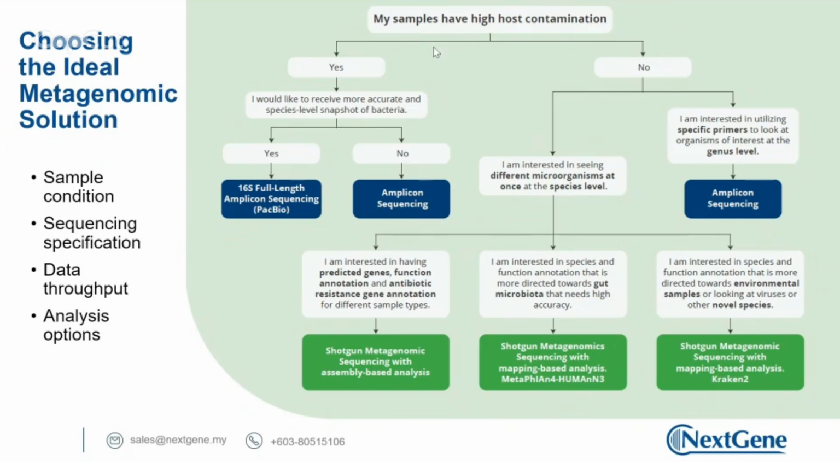For the case where samples do not have high host contamination, we can choose between amplicon sequencing and shotgun metagenomic sequencing. Of course, amplicon sequencing is always easier in order to handle the samples and also to get the data out. And the cost normally will also be lower.